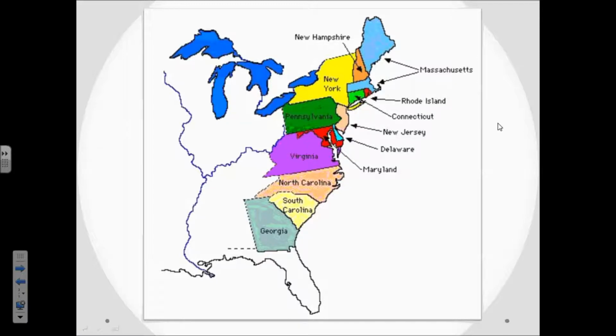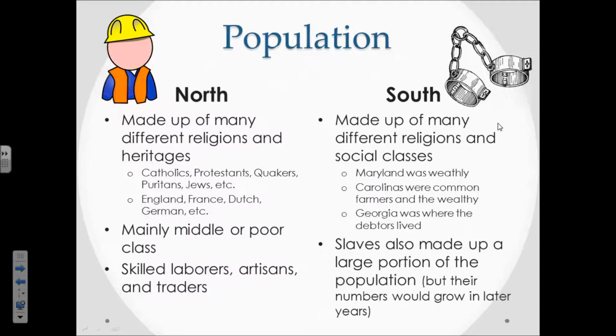So now looking at these categories, North and South, let's find out what they're all about. For population, the North is made up of many different religions and heritage. There's Catholics, Protestants, Quakers, Puritans, also now known as Pilgrims, Jews, and many other religions. It's a diverse area. They also have the English, the French, the Dutch, German, Swiss. There are many cultures and religions mixed up in this area, and that's going to create some conflicts, but it's also going to help this area develop.